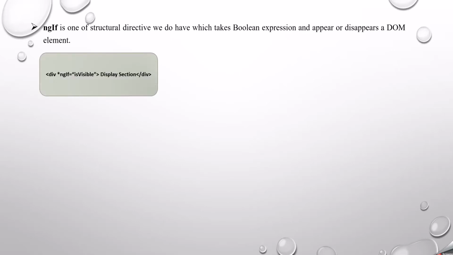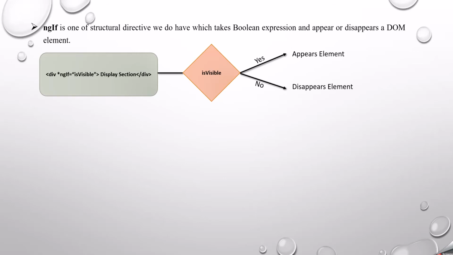So here you can see we have a div, and within the div we simply have a text called display section. This display section will be displayed, or bound to the DOM element, based on the value isVisible. If isVisible is true, then it is going to appear here, and if it is false, then it will hide or disappear the element if it is already bound to the DOM element. So let's see it in action.